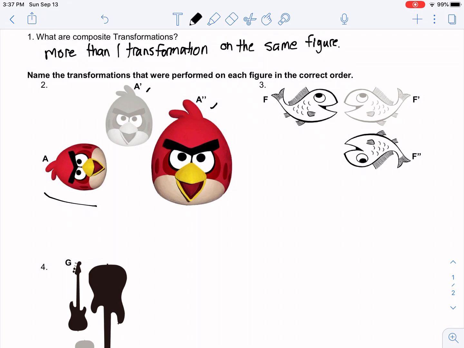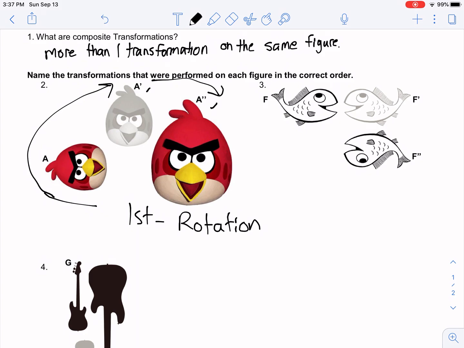What has to happen to go from A to A primed? That looks like a rotation, right? So the first transformation I notice is a rotation. It looks like we turned the picture to go from A to A primed. Then how do I go from A primed to A double primed? It looks like it got bigger. Does it look like it distorted the image at all? Did it maintain essentially the same shape? Yeah, it maintained the same shape. It doesn't look distorted, so I'd call that a dilation. So to get from A to A primed to A double primed, we rotated it and then we dilated it.